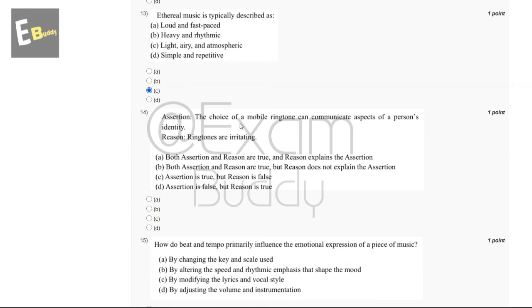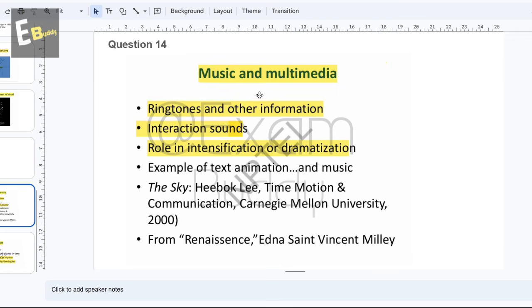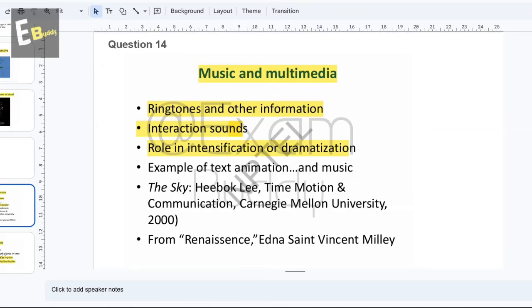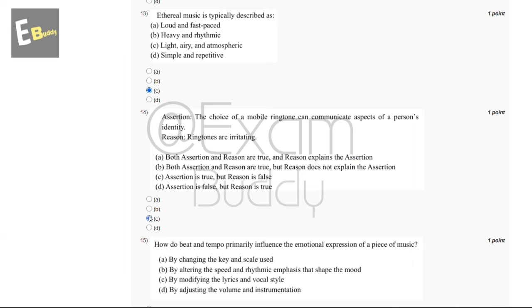Assertion: the choice of a mobile ringtone can communicate aspects of a person's identity. Reason: ringtones are irritating. So these are the options, and now let's see the explanation. So explanation says music and multimedia, ringtones and other information, interaction sounds, role in intensification or dramatization. So the answer for our 14th question is C. Assertion is true, but reason is false. And now let's go to our question number 15.